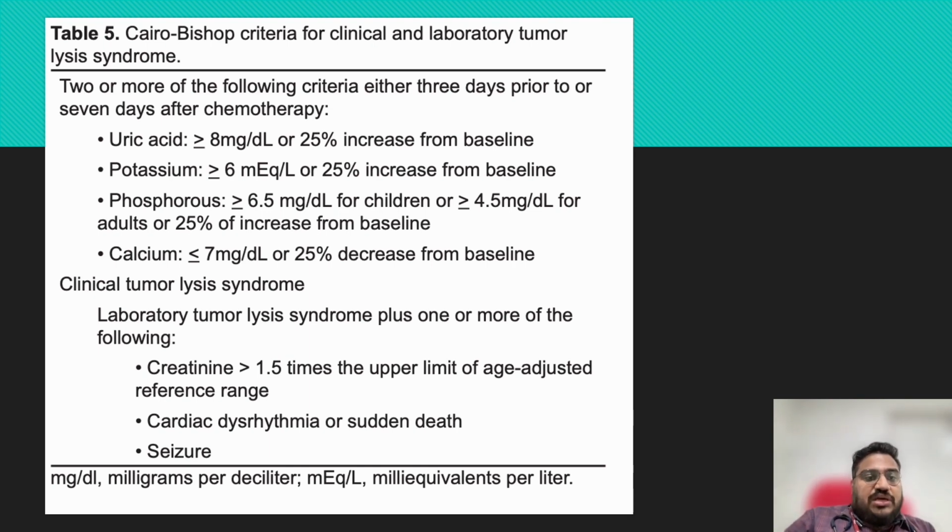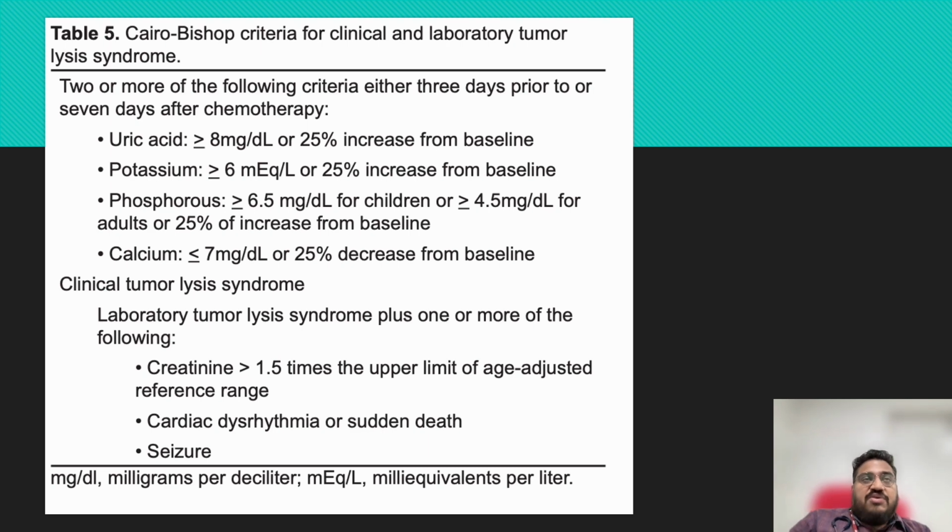So these are the lab criteria by which, if 2 or more of these things are there, you can suspect a tumor lysis syndrome. And clinically, when you say clinical tumor lysis syndrome, it is laboratory tumor lysis syndrome plus 1 or more of the following: creatinine more than 1.5 times the upper limit of the age adjusted reference range. So we have to calculate the age adjusted creatinine, and you need to find if it is more than 1.5 times the limit. Again, that is one of the clinical criteria. And cardiac dysrhythmia or sudden death or seizure. So this is how you need to have a high index of suspicion that, okay, am I dealing with a patient with this. Routinely we don't do uric acid.